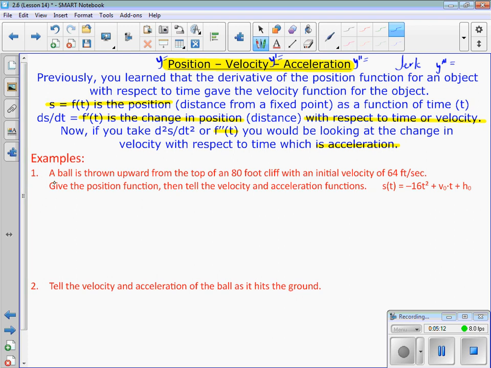Okay, so we're given our examples here. It says a ball is thrown upward from the top of an 80-foot cliff with an initial velocity of 64. So where does 64 get plugged in? For my V naught. Okay, so plug that in for V naught here. It says give the position function. Yep, and then my 80 is my H naught. Good. And just plug those in to get your position function. So that's the first thing they want you to do.